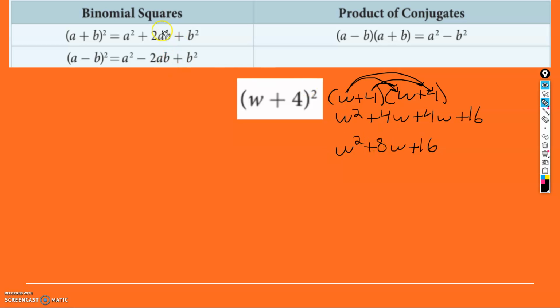And you can see where this 2ab comes from here, because when we square a binomial, we're going to get two copies of exactly the same middle term. So that's where we could have just taken 4w and doubled it. That's where the formula comes from.